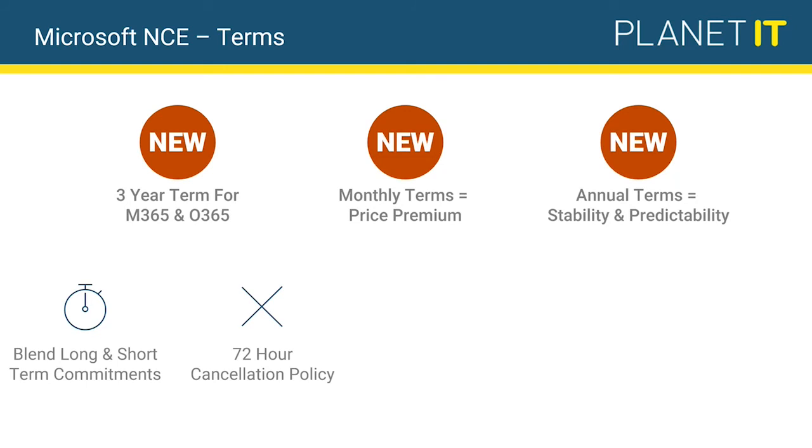Microsoft are introducing as well a 72-hour cancellation policy. So if you ask your CSP provider, so Planet IT, to add a license for you and you no longer need it and it was made in error, that purchase, if it's outside of the 72-hour window, the cancellation will not take effect. You will not be able to cancel that license. You'll be tied in for the term of that license. So if that license is a monthly license, you'll be tied in for 30 days and you will have to pay for 30 days of that license. If you're tied into a year's agreement, it will be a year-long license and you'll have to pay that.